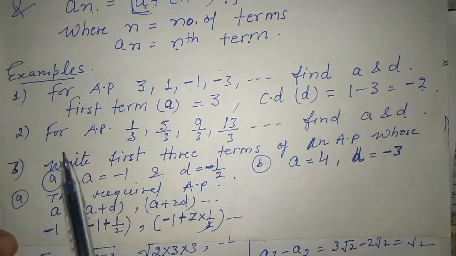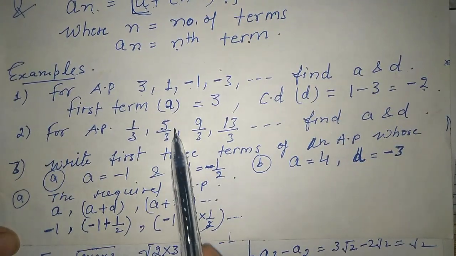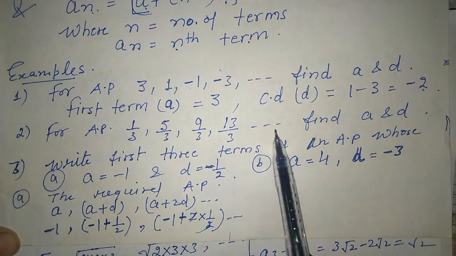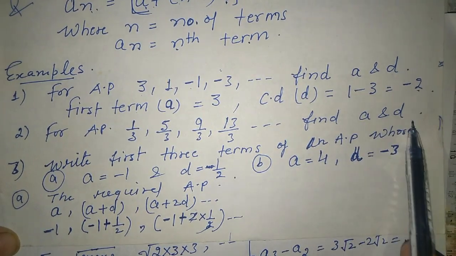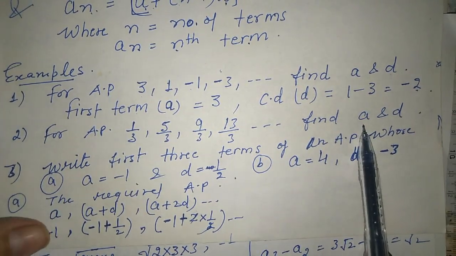Next example we can see 1 upon 3, 5 upon 3, 9 upon 3, 13 upon 3 and so on. Find A and D again. So this you can do yourself.